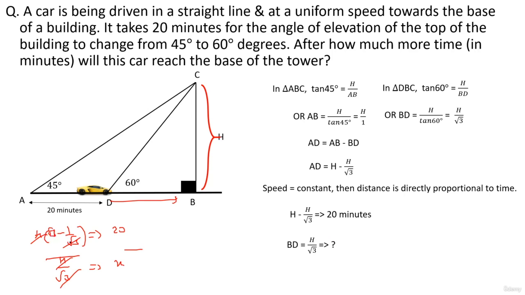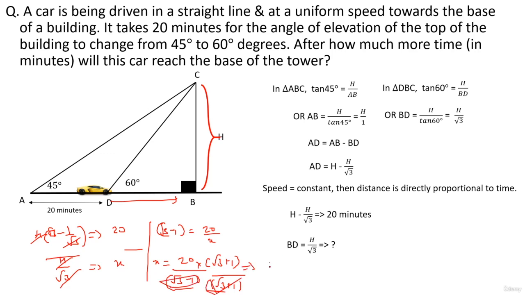So root 3 ऊपर आ गया, right? And then you cancel out basically. So in this case, now you will have root 3 minus 1 is equal to 20 divided by X, or X is equal to 20 divided by root 3 minus 1. Okay, you rationalize, multiply by the conjugate, root 3 plus 1 above and below. This is A plus B and A minus B, right? It's A square minus B square.